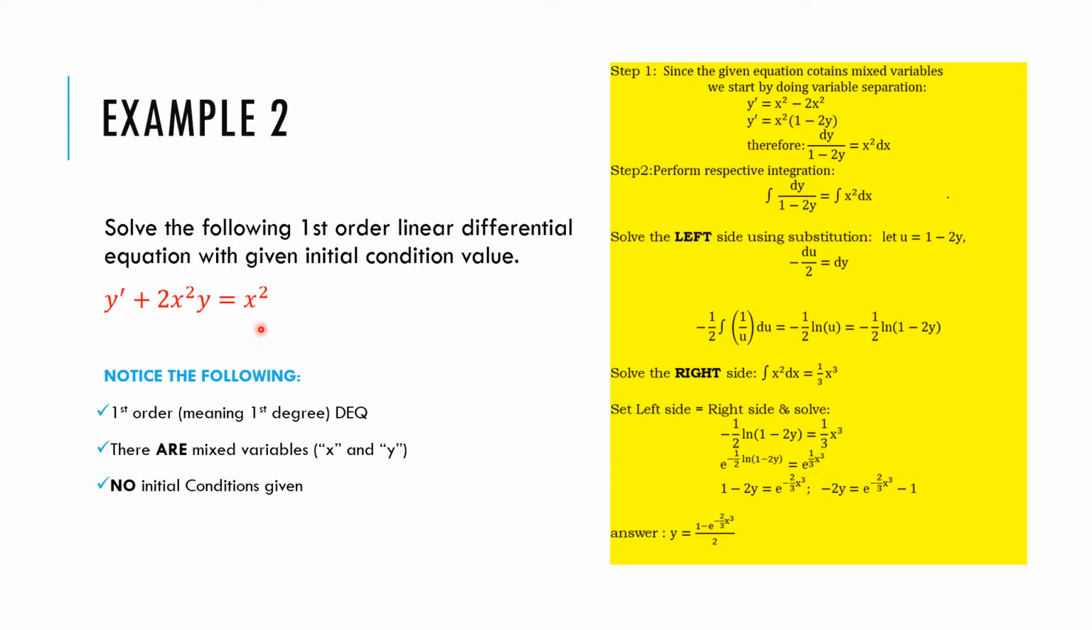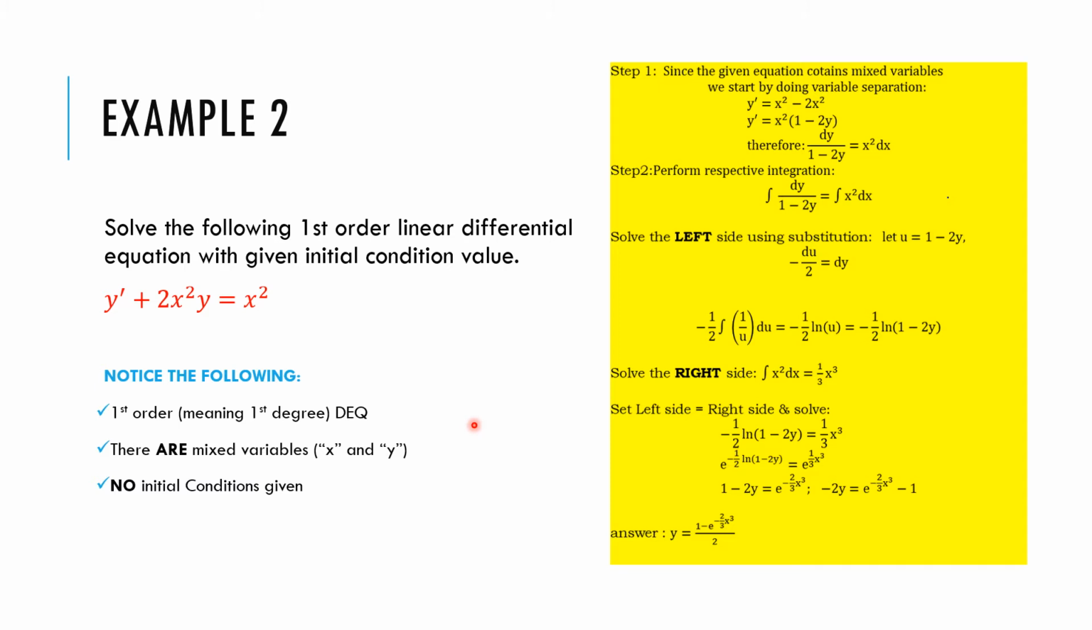This here is still a first order linear differential equation, because by looking at the first term, it is only y prime. Okay, keep that in mind. And then now, different from the first example, this one now contains mixed variables. You have x's and you have y's. The third thing is that in this equation, you are not given initial conditions. So we won't be using the general solution form of the first order linear differential equation, which we said was y equals capital C times e raised to s times t. We're not using that.